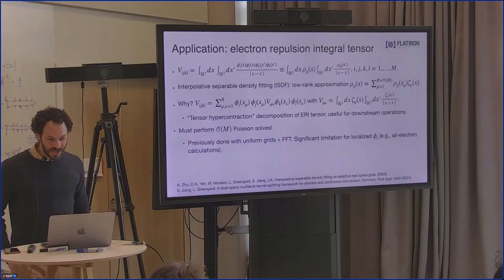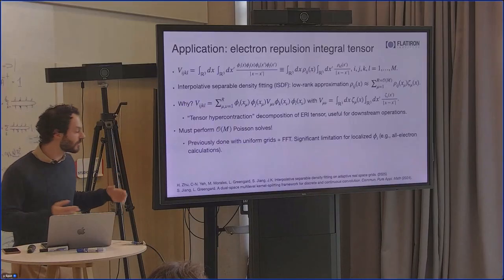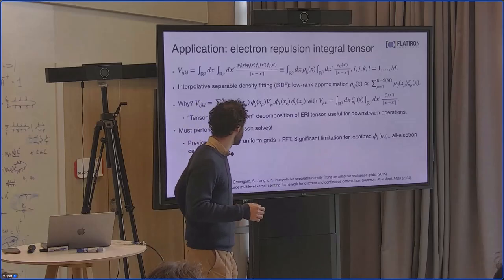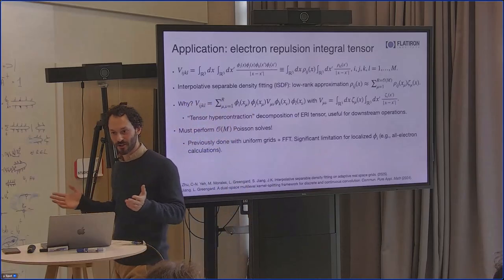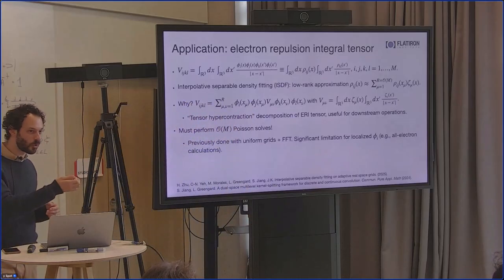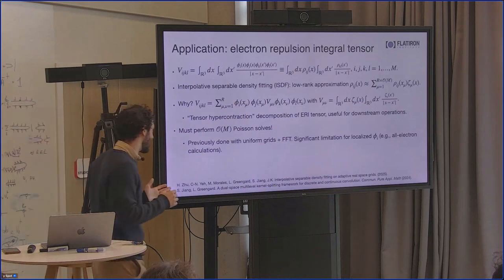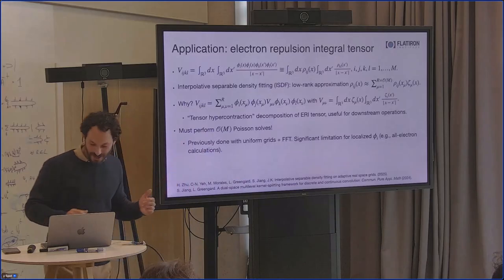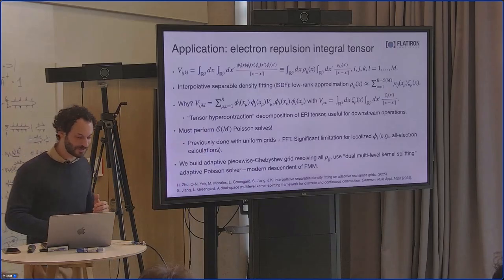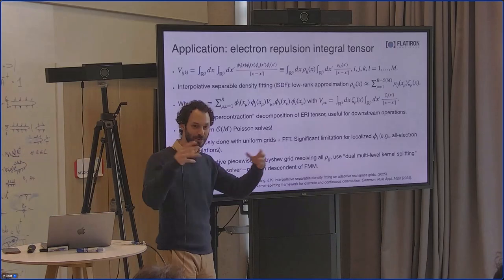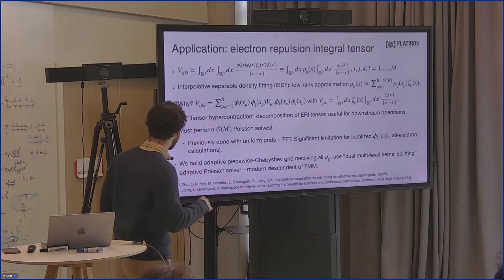And so this is a significant limitation when phi is localized, for example, if you want to do all electron calculations involving core orbitals without pseudopotentials, which people would like to do. So, okay, it's obvious what we did. This was sort of low-hanging fruit of just clicking pieces together. Usually it's not that easy, but this time it was.